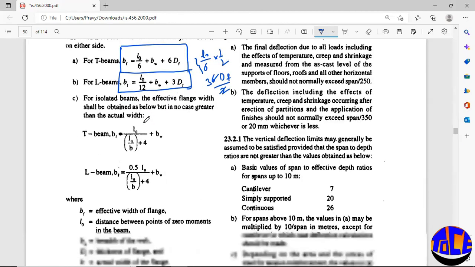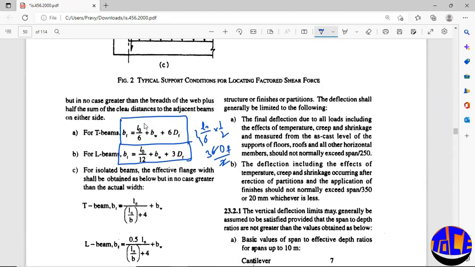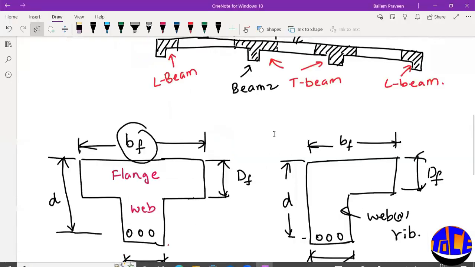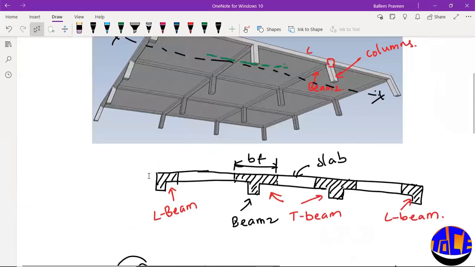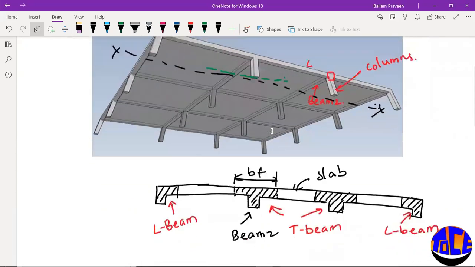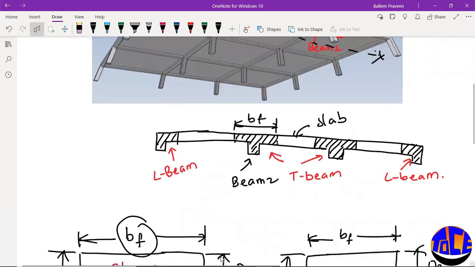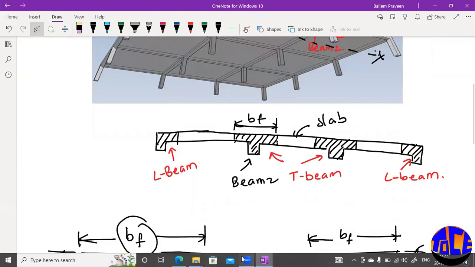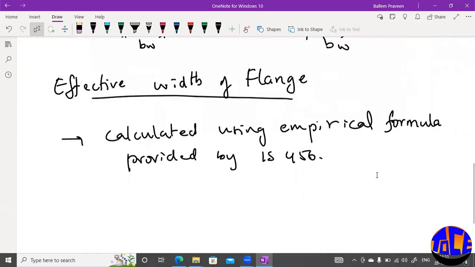Okay, and these two formulas are for continuous beams, like the beam that we have discussed just now. సో ఇలా కంటిన్యూగా మీకు ఎల్ బీమ్ టీ బీమ్ ఇలా కంటిన్యూగా బీమ్స్ ఉన్నాయి అనుకోండి, then you can use those formulas. If for isolated formulas, isolated beams like sajjas.